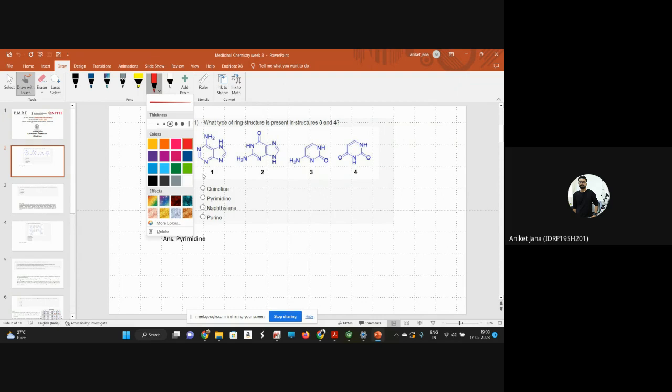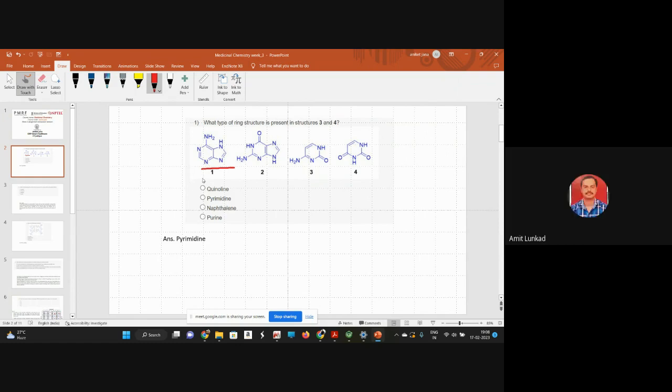Okay, what is this first structure written in number 1? What is this? Purine. Purine moiety. The common structure of the purine molecule is a heterocyclic ring: one pyrimidine ring is fused to one imidazole ring, right? So this is the common structure of the purine.